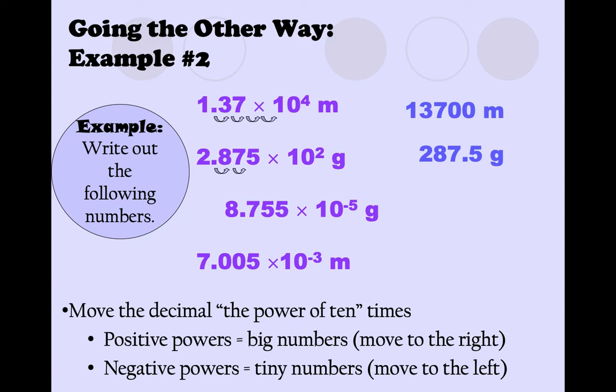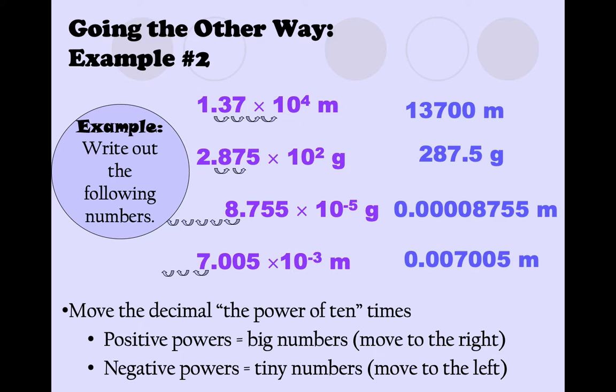And the next example, it's a negative 5, so I know I'm going to move it 5 times. But since it's negative, I know that I need to make my number smaller. So I'm going to move it 5 times to the left, filling in zeros after I move past the 8. And the last example, go ahead and pause the video and see if you can do this one. Since it's a negative 3, we move it 3 spots to the right to make it small, and that's what we get.